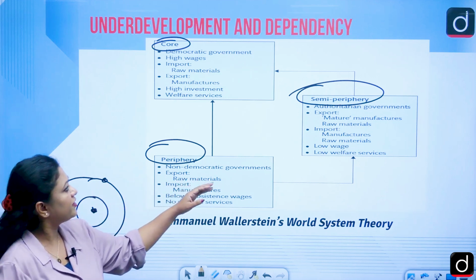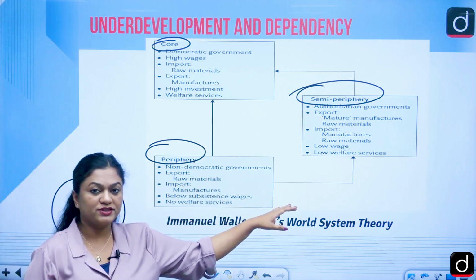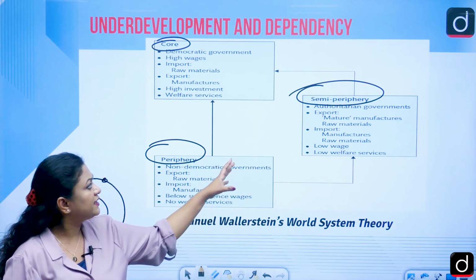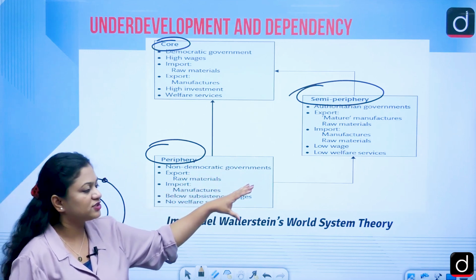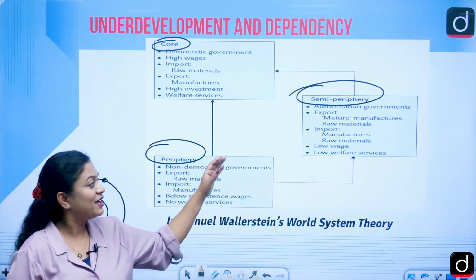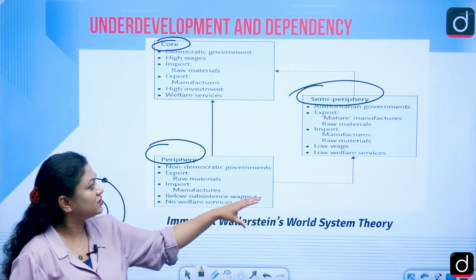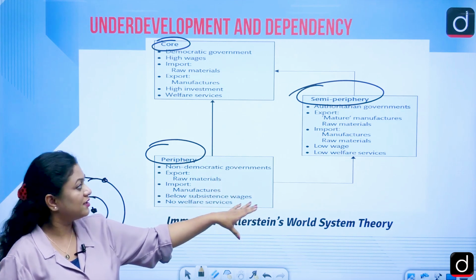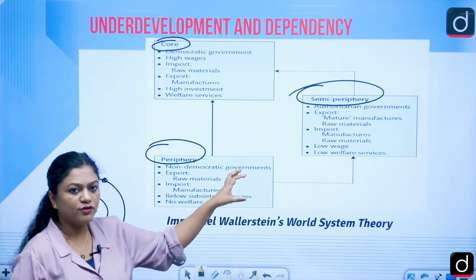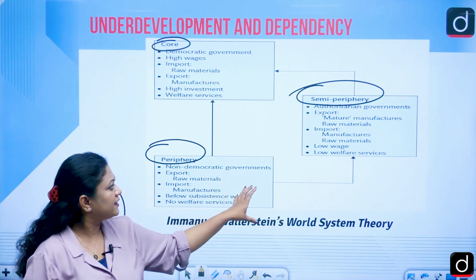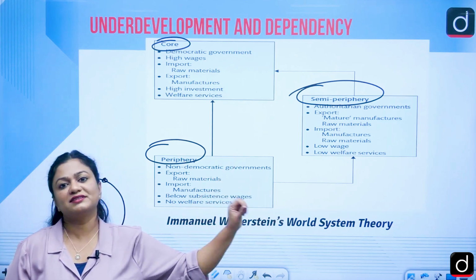In the semi-periphery, you can witness authoritarian types of governments. They export mature manufactured goods as well as raw materials. They import manufactured products as well as raw materials. They have a low wage structure and low welfare services as well.